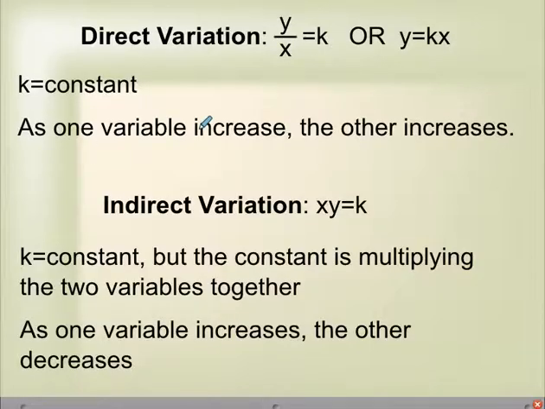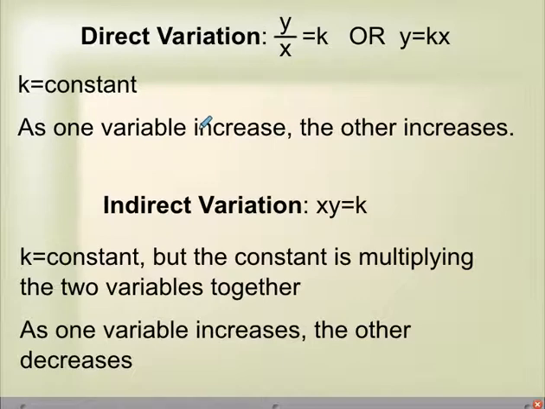So we've looked at direct variation before and said that y equals kx is the original equation, which we can then find our constant k by doing the quotient y divided by x. And when we look at direct variation, they kind of go together. As one increases, the other increases.